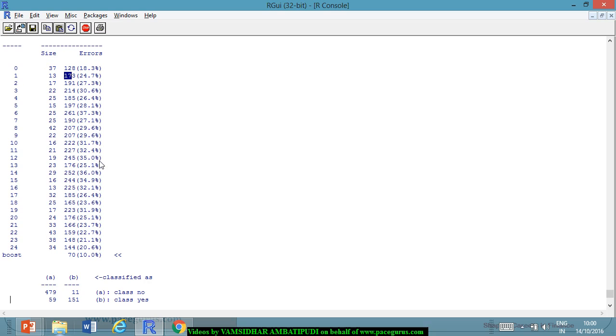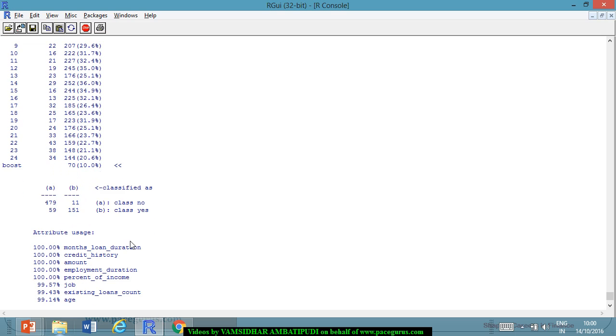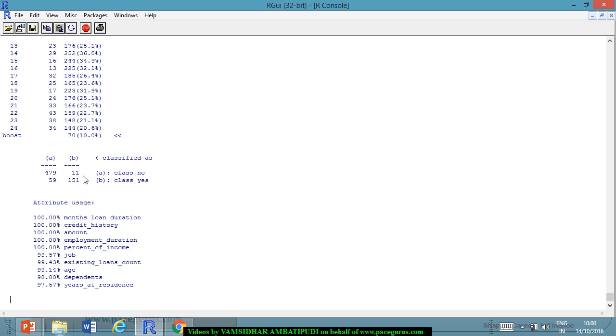So the overall boost, it looks like 70 errors are coming up because of these overall 25 different trials that are executed. After the boosting is performed, we see that only 70 errors are overall there, which is more or less equal to 10% of the errors. Now you could see here, this is the misclassification rate.